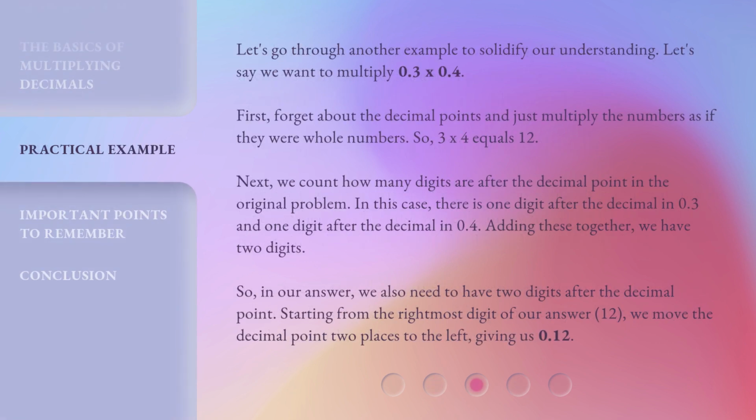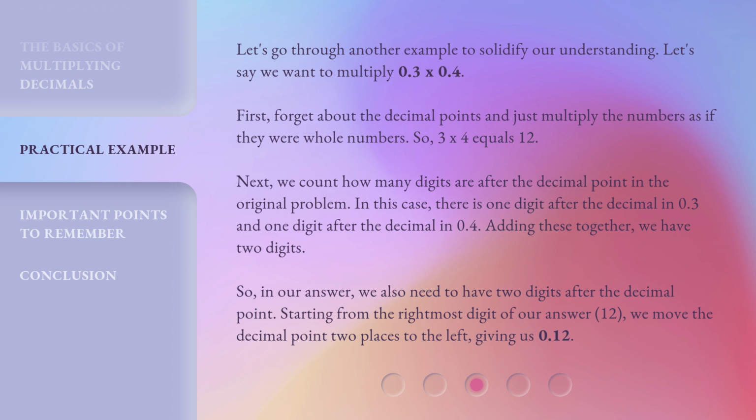Let's go through another example to solidify our understanding. Let's say we want to multiply 0.3 by 0.4. First, forget about the decimal points and just multiply the numbers as if they were whole numbers. So, 3 times 4 equals 12.